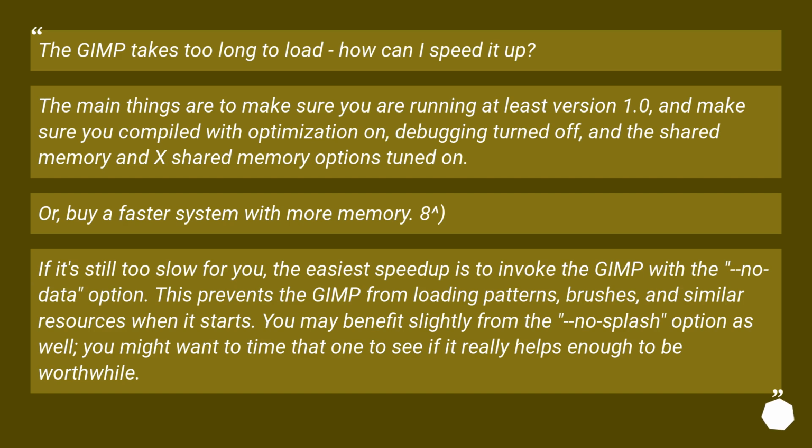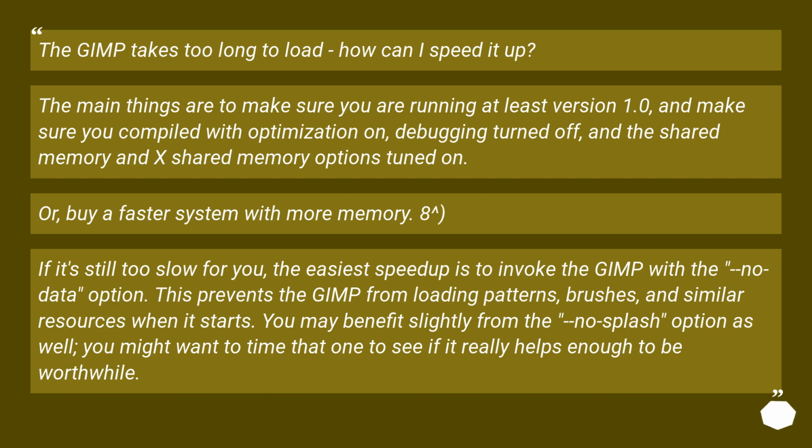The GIMP FAQ says, the GIMP takes too long to load, how can I speed it up? The main things are to make sure you are running at least version 1.0, and make sure you compiled with optimization on, debugging turned off, and the shared memory options turned on. Or, buy a faster system with more memory.